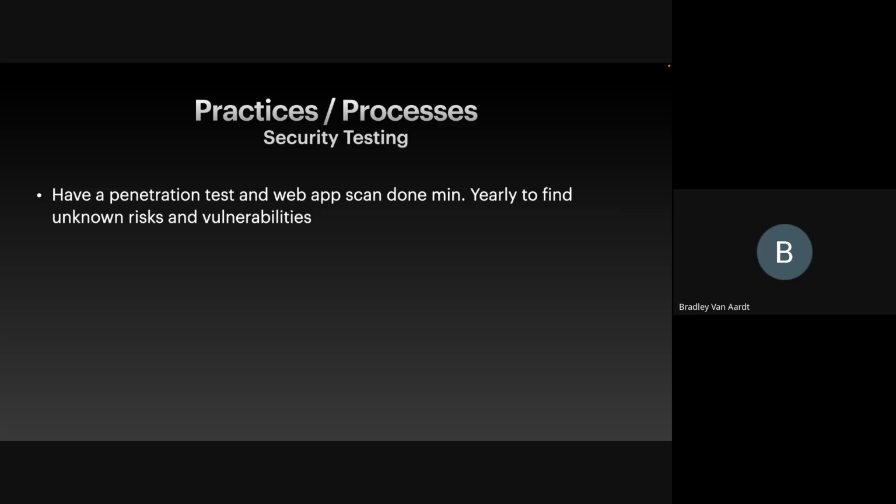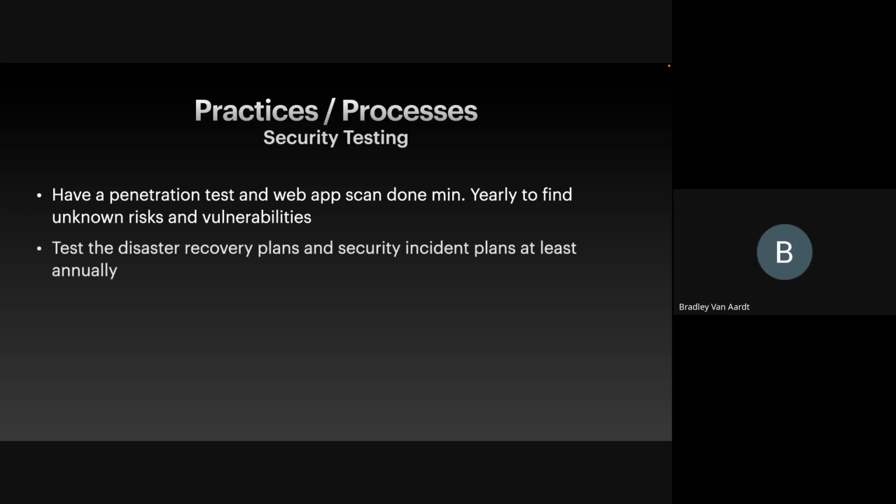Okay, so going a bit more into security testing, you'll need to have a penetration test and web app scan done a minimum of each year to find unknown risks and vulnerabilities. You should probably also do it if you make any significant architectural change or big feature on the system. They'll also want to make sure that you've tested your disaster recovery plan and security incident plans at least annually. And these, once again, must be documented. You must show what you did, the people involved, and the scope of it.